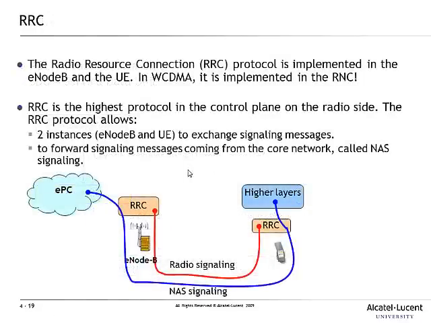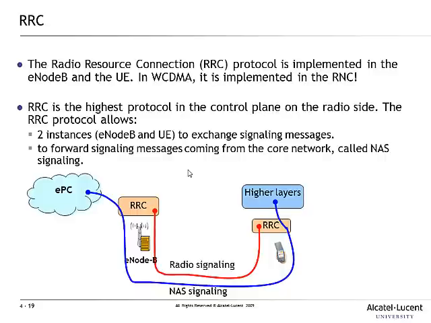We move on to each one of the protocol layers and discuss them briefly again. The radio resource connection protocol, as I said, only works on the control plane, and the RRC protocol is implemented in the E node B as well as in the UE. The main difference between 4G and 3G is that in 3G, especially in wideband CDMA, the RRC was implemented at the RNC, whereas now it's being implemented at the E node B.